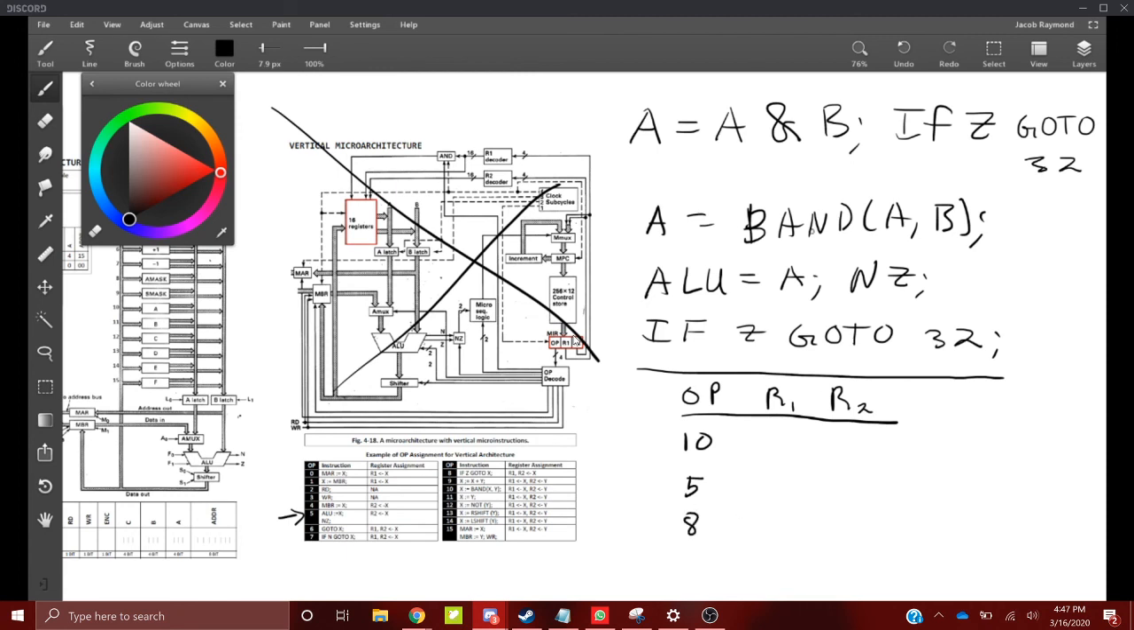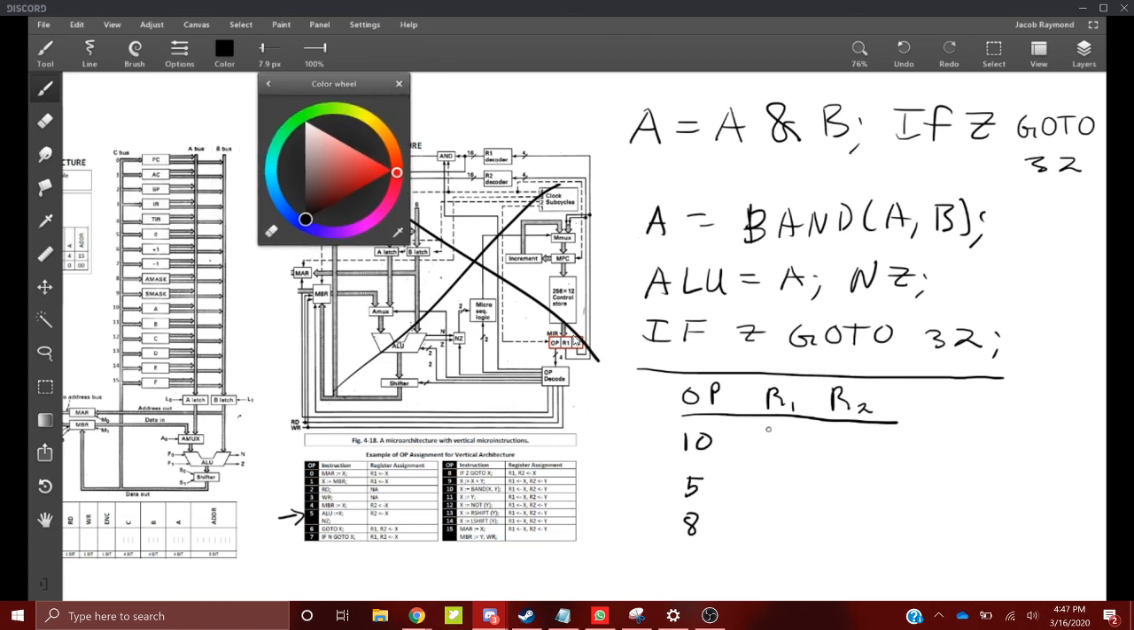With this first one here, X is R1 and X is A. And A is register number 10. So that means R1 is going to be 10. R2 here is going to be B then. And B is 11. So R2 is 11. For this next one here, we see that ALU equals X. And X here is R2.